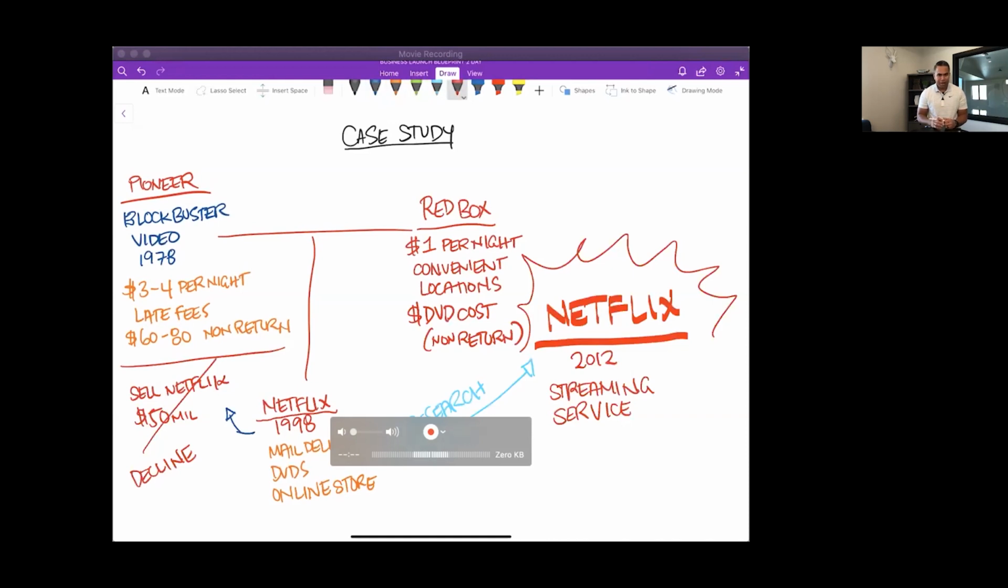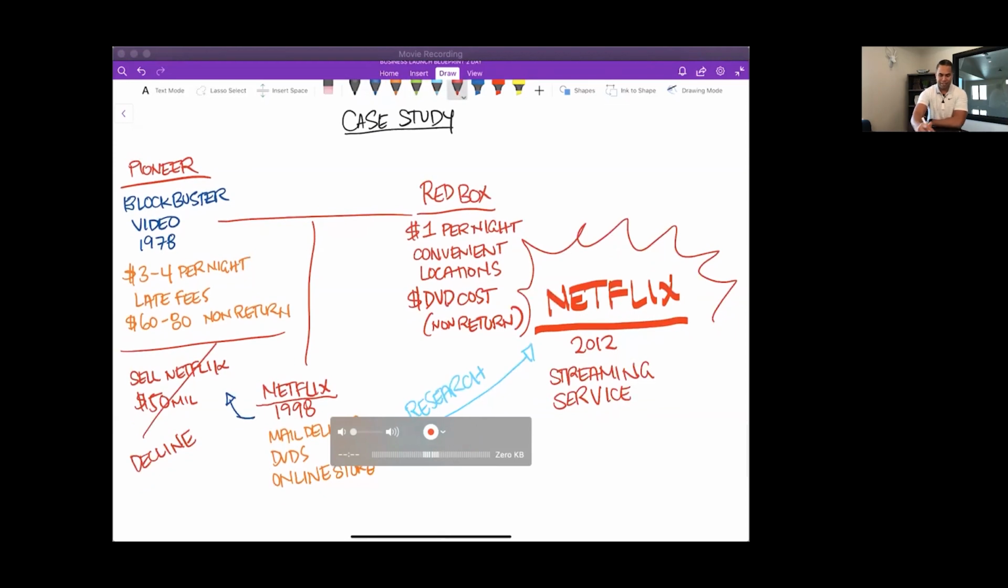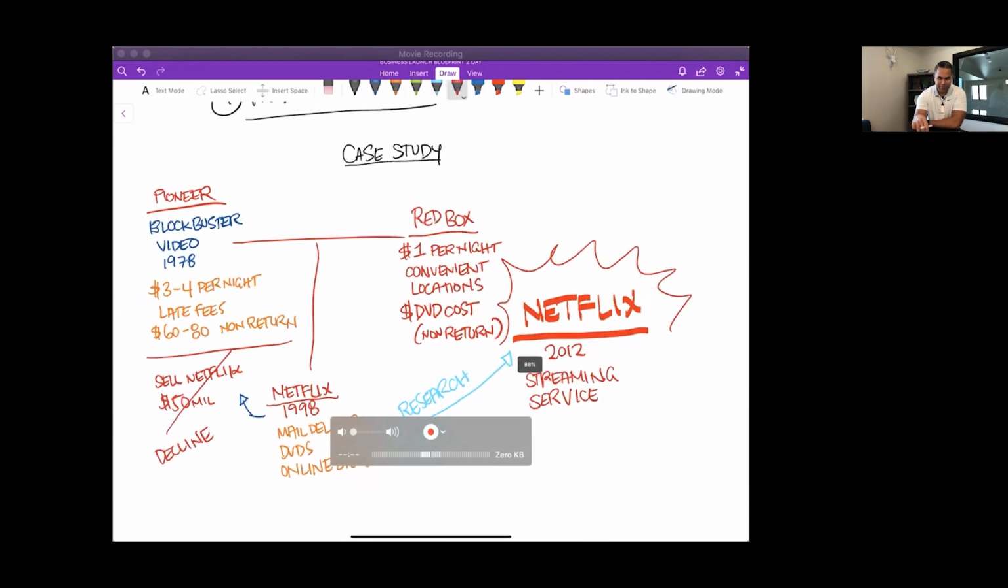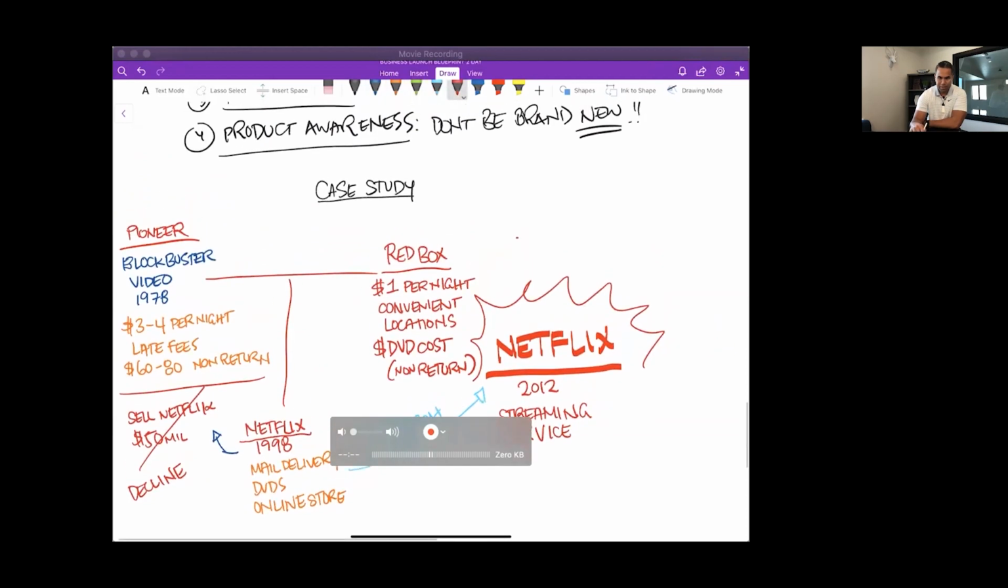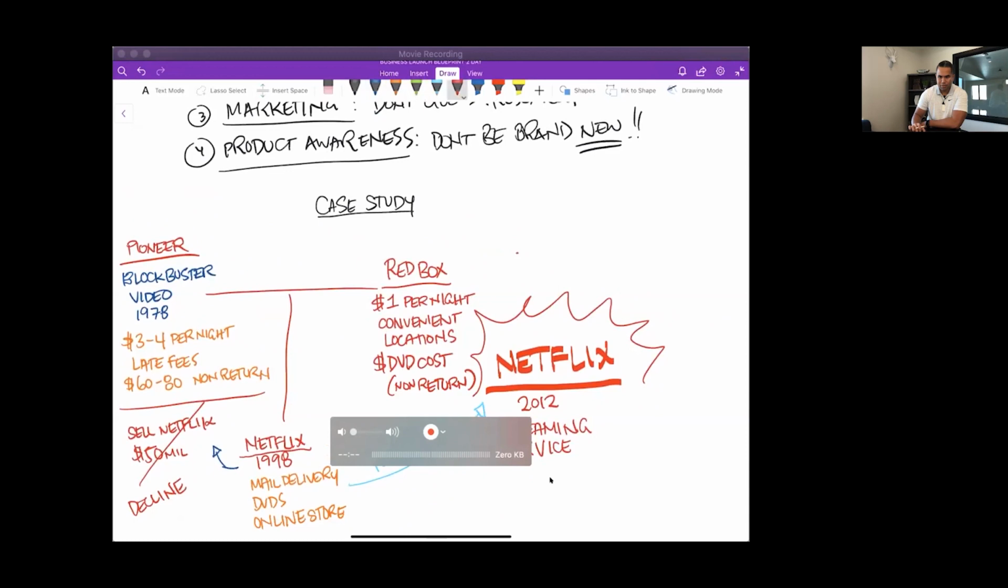Okay. Blockbuster was not willing to adapt and to listen to the customer needs, or to see advancements in internet technology, to where they would have realized that, just like Netflix did, they can now take advantage of what's going on. All right. So now Netflix, they own the space, right?